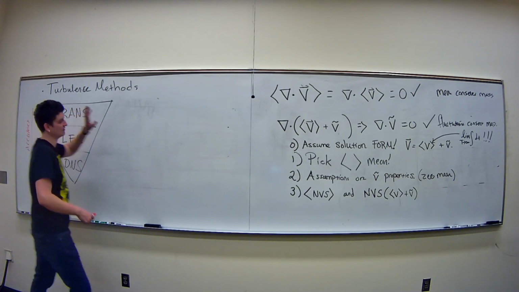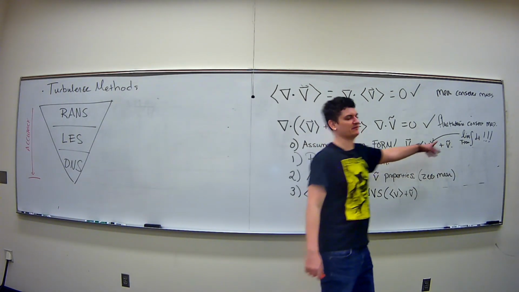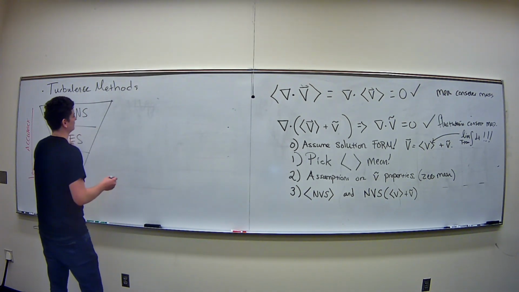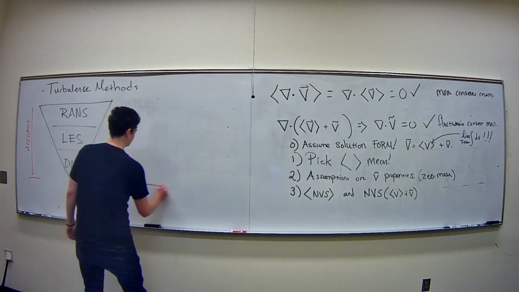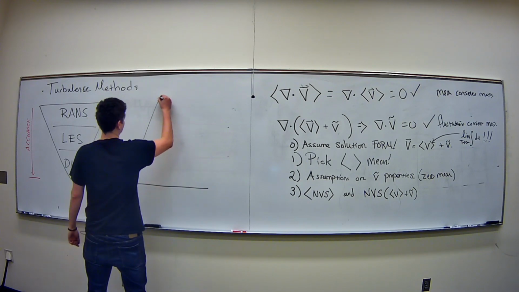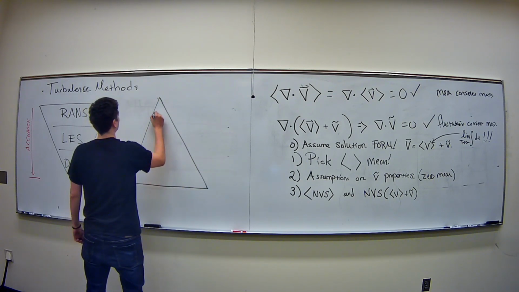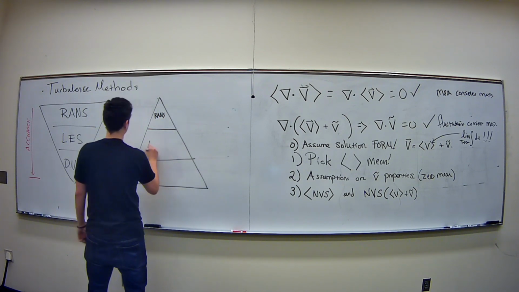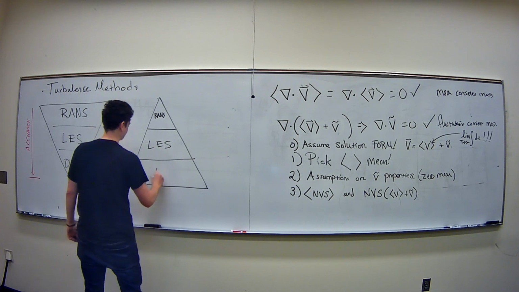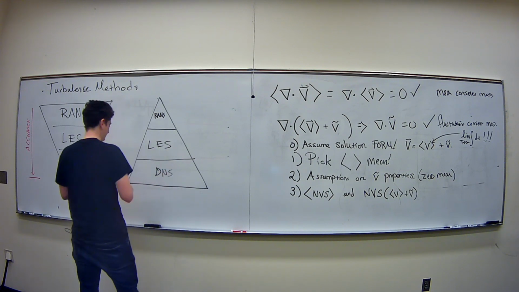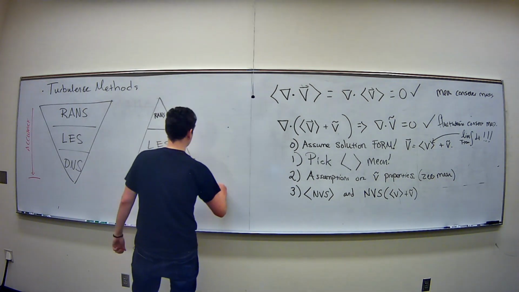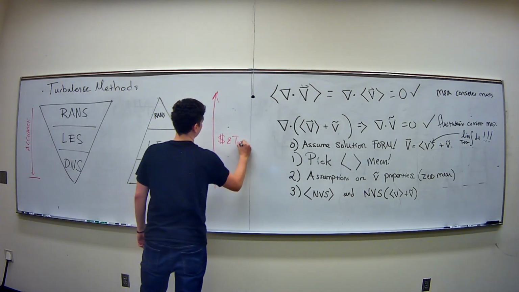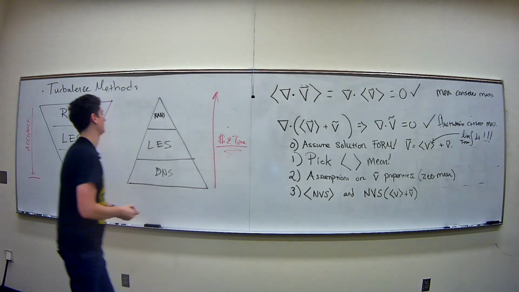Then there's RANS. RANS makes a simple assumption on this type of a mean right here. And then there's this fancy trickery called LES, or large eddy simulations. The other triangle we can make: here's RANS, and right in the middle you get these special LES type simulations. DNS is here. And what is this pyramid? This is money. So money and time. Money and time is how these simulations go.